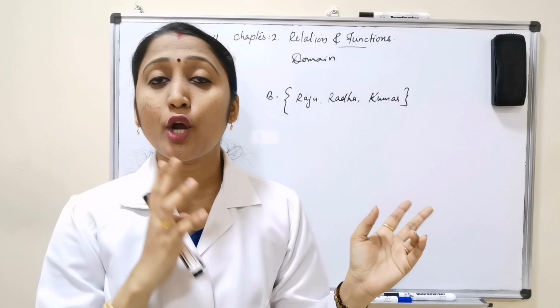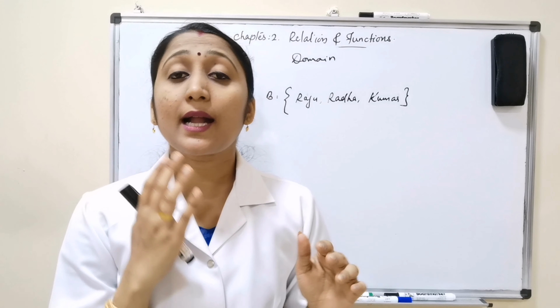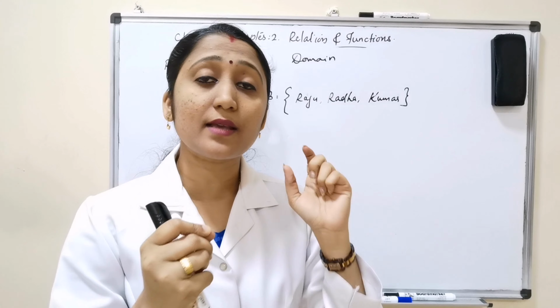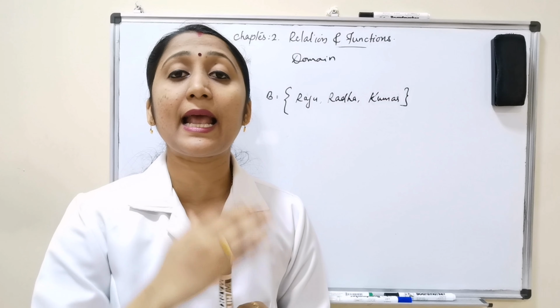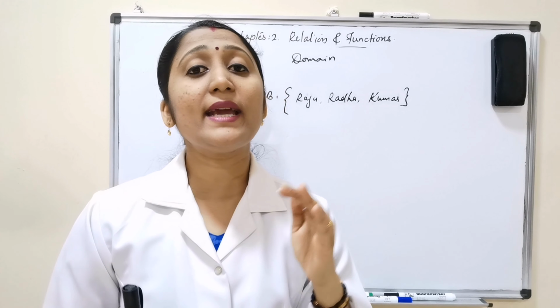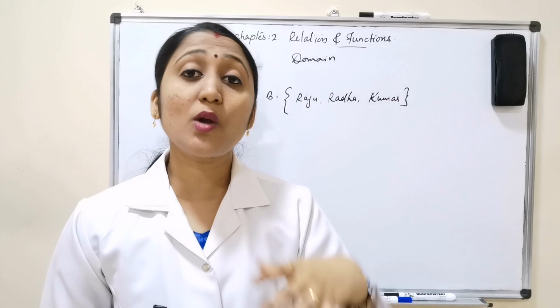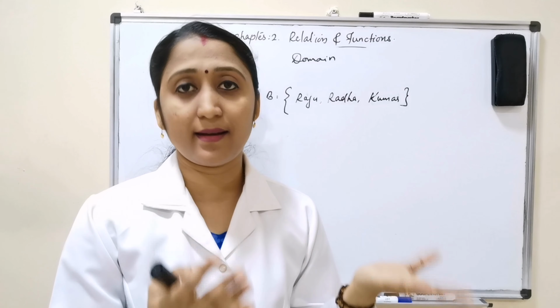For any two non-empty sets A and B, the Cartesian product is A cross B. We write it as ordered pairs (x, y), where x is an element of A and y is an element of B. That is the Cartesian product. Based on the Cartesian product, what is a relation?